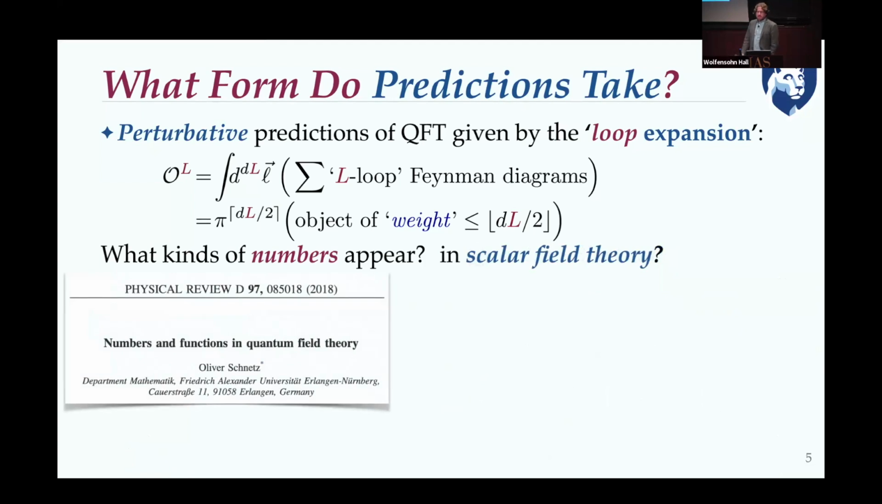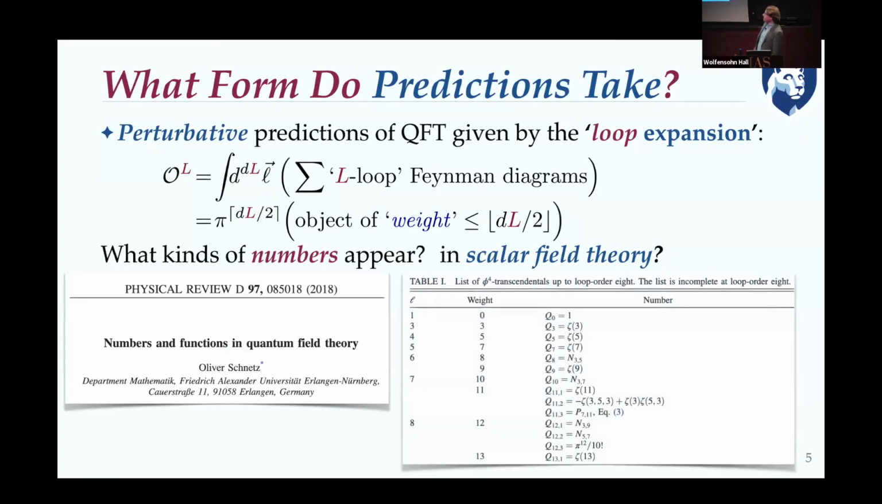Maybe QED is not your favorite theory. What about scalar field theories? Very familiar. And conveniently, for this question that I'm asking, Oliver Schnetz has a paper, Numbers and Functions in Quantum Field Theory. And he outlines all of the particular numbers, number theoretic things that come out of massless phi-4 theory, in the beta function, and all the things you could possibly care about in phi-4 theory.